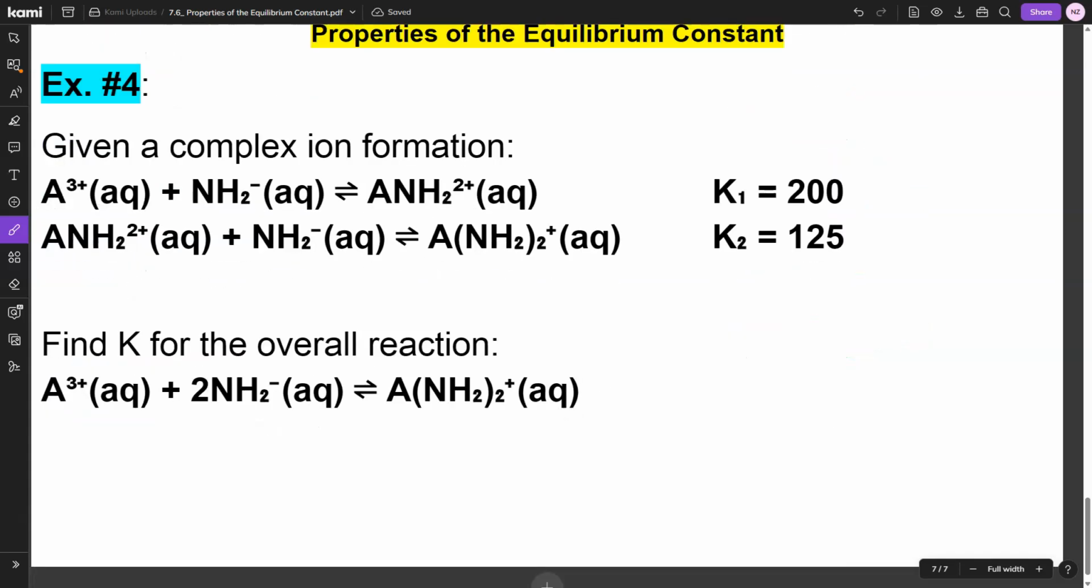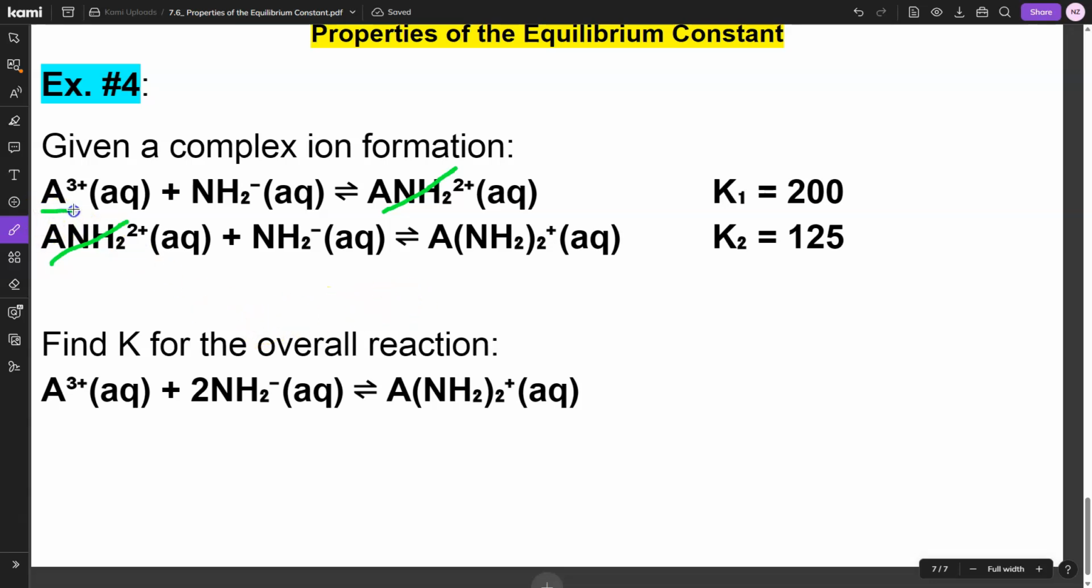All right, let's look at our final example here. We have two reactions, and it says find K for the overall reaction. So let's see. Do we need to reverse anything? Well, it doesn't look like it. It looks like everything's on the right side. So did we add them together? Let's cross out some spectators and see what goes away here. It looks like our NH2 will cancel out. That exists on both sides. And then I believe that is it.